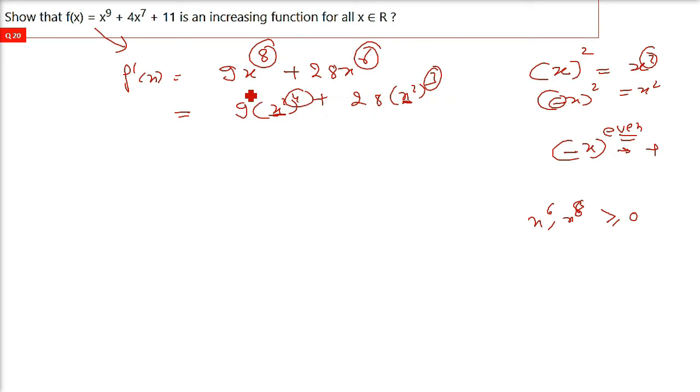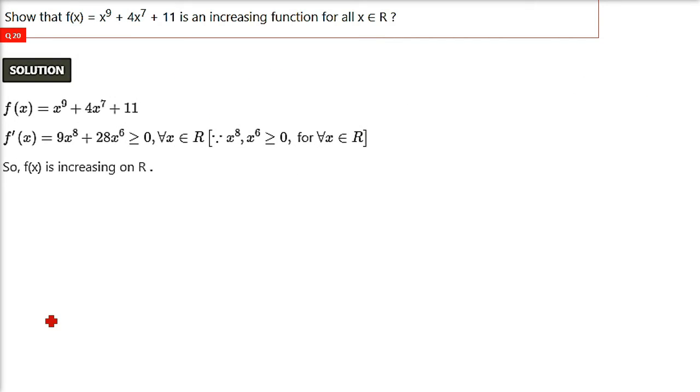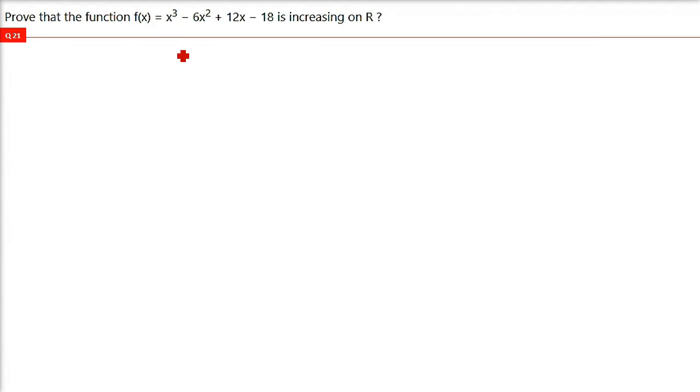Squared will always give you a positive value. So whatever you do, any number you place from the real numbers, it will always be greater than or equal to 0. So what I told you, this is what you have to follow. There are just a few lines you have to write. The whole idea is that an even power of x will always be positive because it will make all the negatives positive, greater than or equal to 0. Next one is also like that.